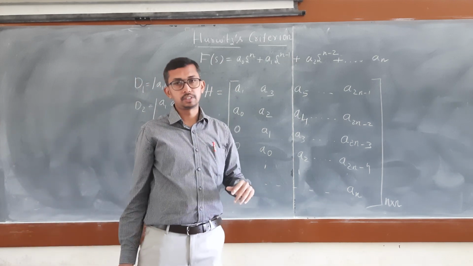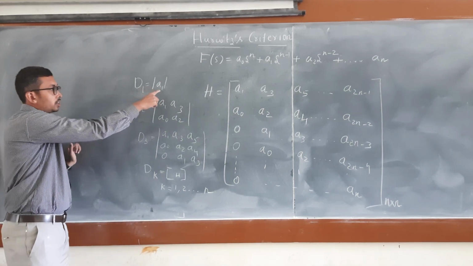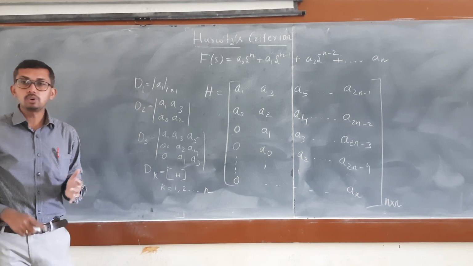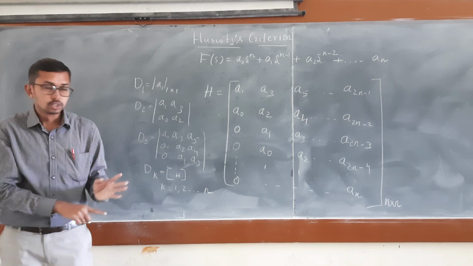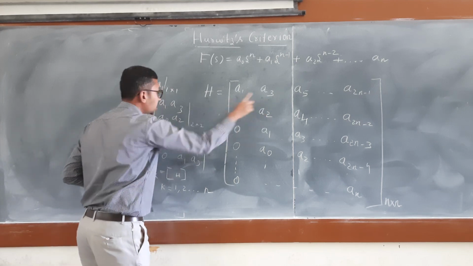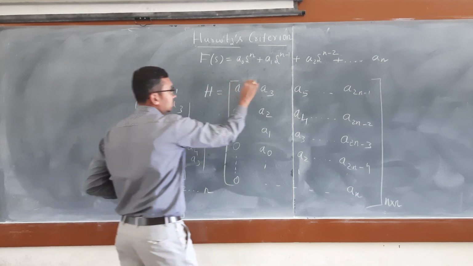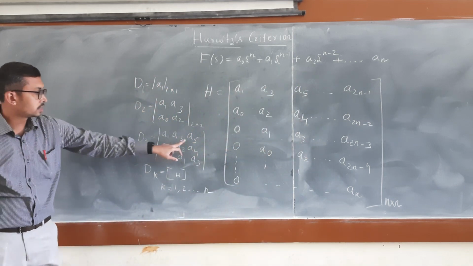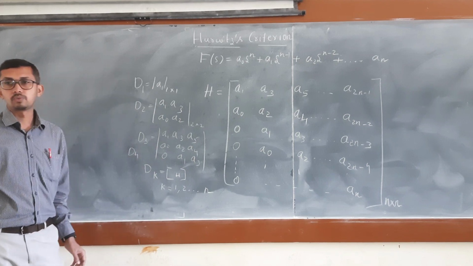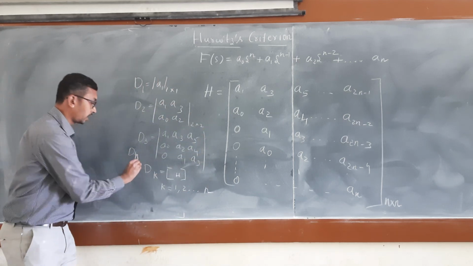After forming the matrix, the next step is to find the determinants. Here D1 represents the determinant of a1, which is 1 cross 1. Next, D2 means the number of rows is 2 and the number of columns is 2. We extract this from the main matrix, so we get a 2 cross 2 matrix: a1, a3, a0, a2. Next, D3 is 3 cross 3, that means the first 3 rows and columns: a1, a3, a5, a0, a2, a4, 0, a1, a3. In the same way, D4 is 4 cross 4. So we need to find the determinants up to Dn.